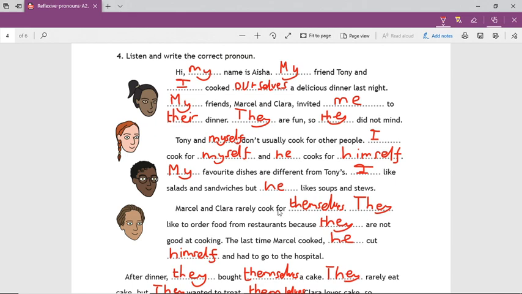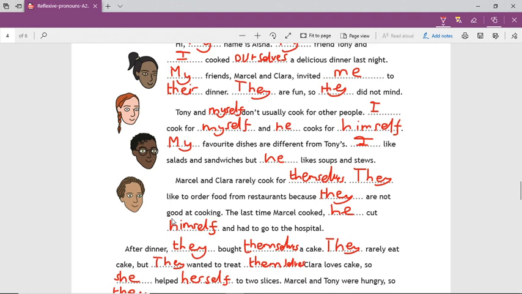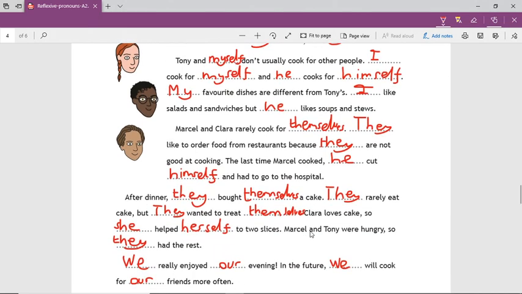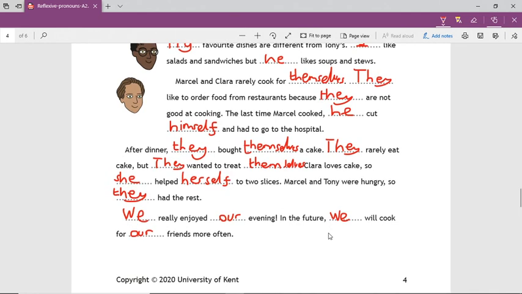Marcel and Clara rarely cook for themselves. They like to order food from restaurants because they are not good at cooking. Last time Marcel cooked, he cut himself and had to go to hospital. After dinner, they bought themselves a cake. They rarely eat cake, but they wanted to treat themselves. Clara loves cake, so she helped herself to 2 slices. Marcel and Tony were hungry, so they had to rest. We really enjoyed our evening. In the future, we will cook for our friends more often.